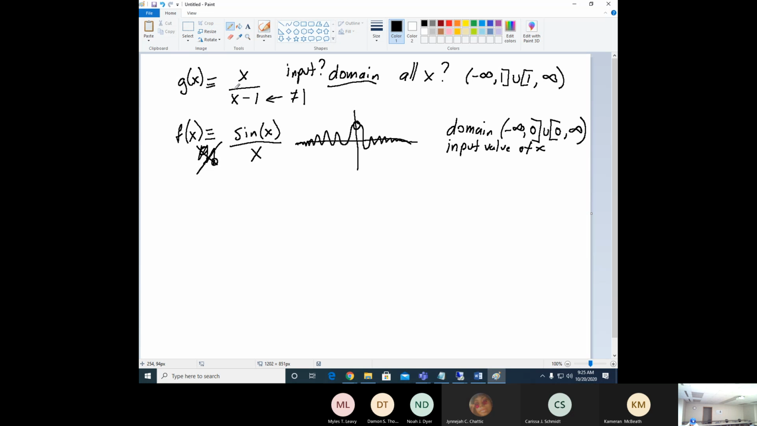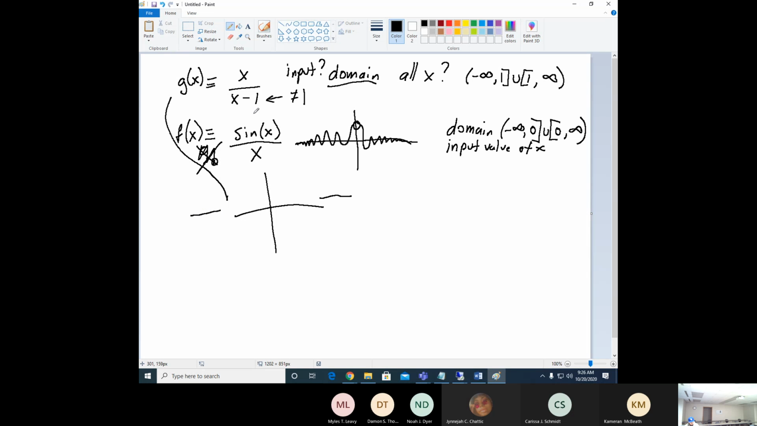And if we graph this one, let's just for fun graph g of x, x over x minus 1. Well, when x is really, really big, it's going to approach the value of 1, right? X over x. And when x is really, really small, it's going to be a very large negative number, or another very large negative number. So it's also going to approach 1.